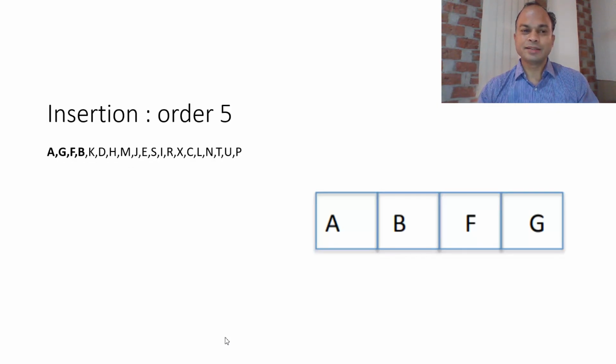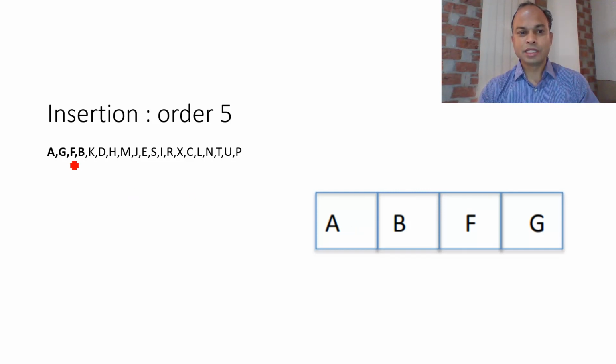Initially, I am presenting the insert operation, and the order of the tree here is 5. We want to insert key A initially. Our node is blank, the tree is empty, and we have inserted A here. After inserting A, we want to insert G. G is greater than A, because G comes after A in the alphabet, so G should be placed on the right-hand side of A.